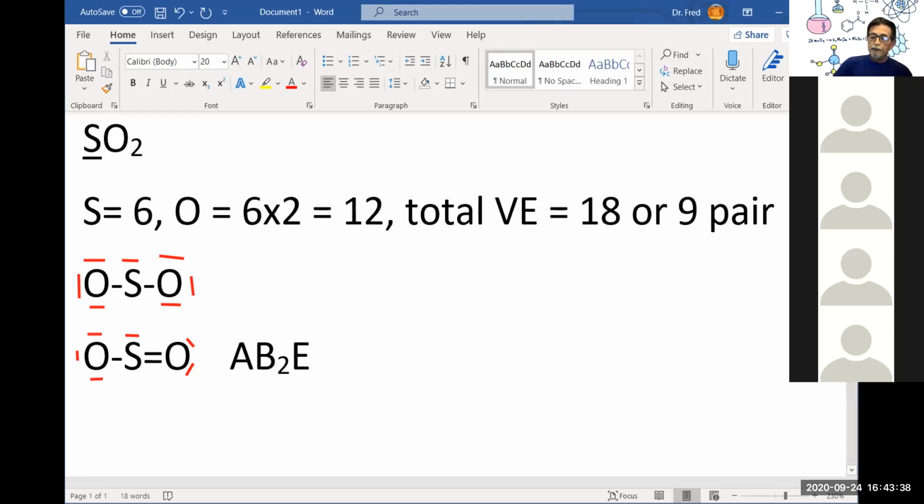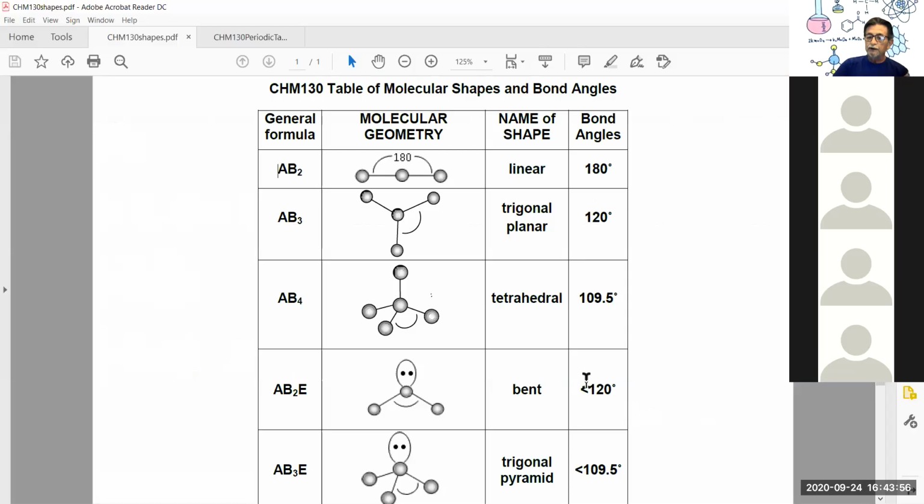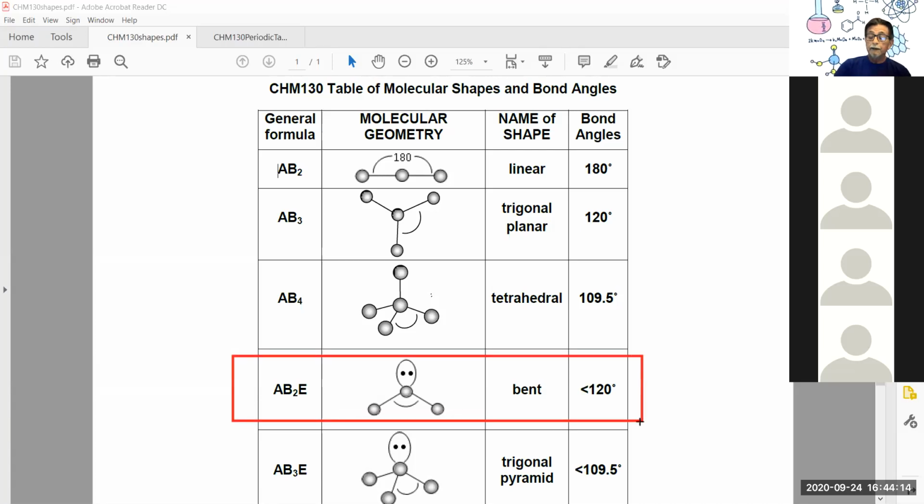So with that bit of information, notice how we're given the formula. We took the valence electrons, we created a structure. From there, we determined what the general structure formula is, and then we move over to the shapes table to give us a better idea of what it looks like. And we look for the general formula of AB2E. And sure enough, there it is, right here. Okay. And so sulfur dioxide has that molecular geometry.